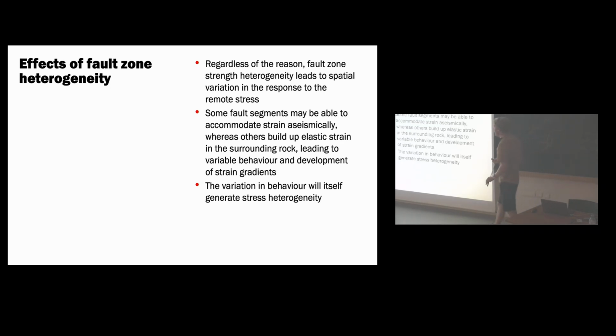So, effects of faults on heterogeneity. Point is, regardless of the reason, and there's lots of reasons you can have it, there's going to be spatial variations in response to the remote stress. Could be fluids, could be composition. And that means some faults are going to be aseismic, some faults are going to be building up elastic strain in the rock around them. And another point is that this is then self-generating and more of a stress heterogeneity, because something is slipping and something else isn't, then you have a gradient that creates more heterogeneity again.